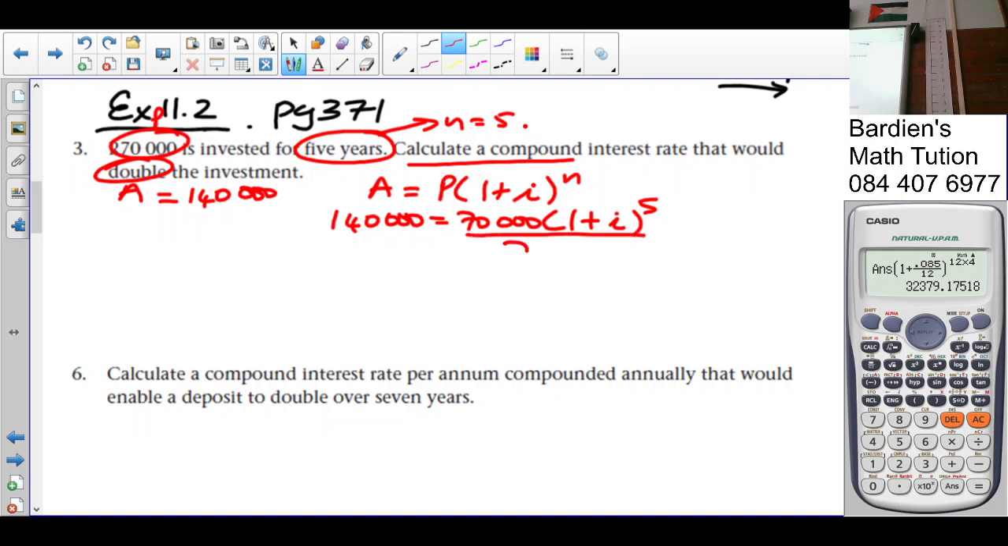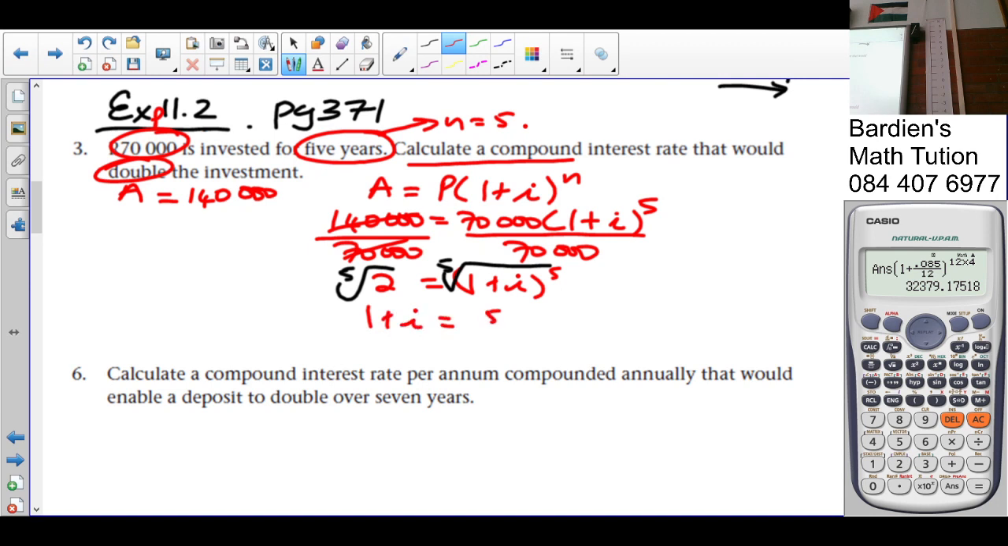Divide by 70,000. So what do I get? 2. Now what do I do? Sorry? Divided by 5. What? The fifth root. Yes, absolutely. Take the fifth root of 2. So I get 1 plus I equals the fifth root of 2.